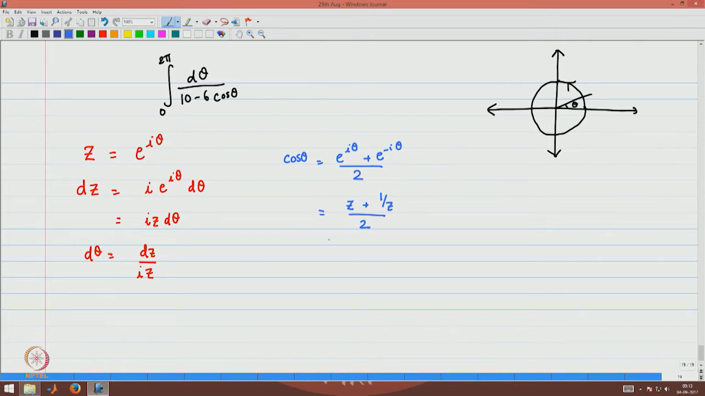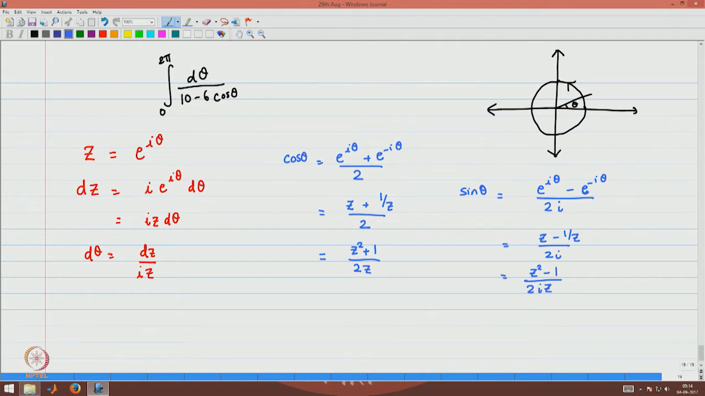Okay. And so, this becomes equal to (z² + 1)/(2z). Now, what about sin θ? In this case we do not have sin θ, but if you had sin θ, then sin θ would be (e^{iθ} − e^{−iθ})/(2i). So, this is (z − 1/z)/(2i), that is equal to (z² − 1)/(2iz).